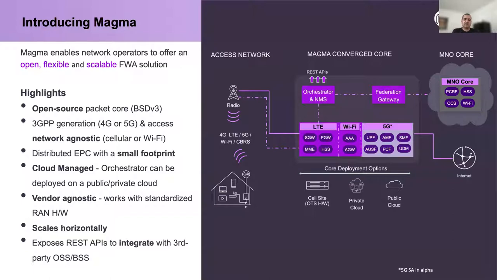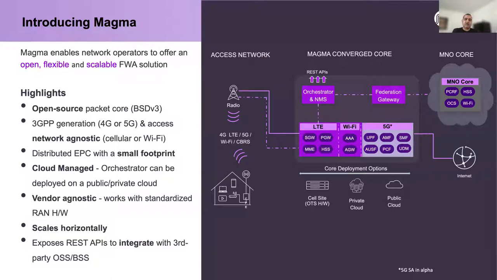For example, S1 for the 4G infrastructure, N1, N2, N3 for 5G infrastructure, and standard RADIUS and GRE termination for Wi-Fi infrastructure. This allows the Magma core to interoperate with any RAN that is based on standards. Most importantly for this talk, at least, is that Magma is a scale-out packet core as opposed to a scale-up packet core. And this is fundamental to what makes it cloud-native.